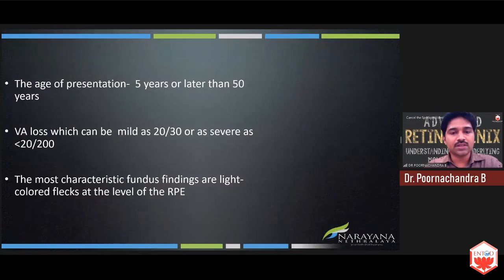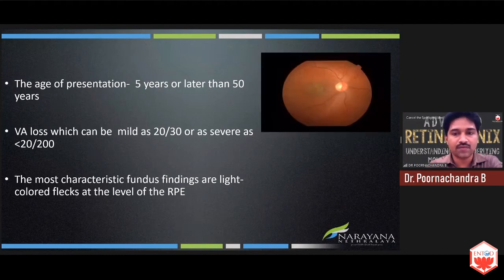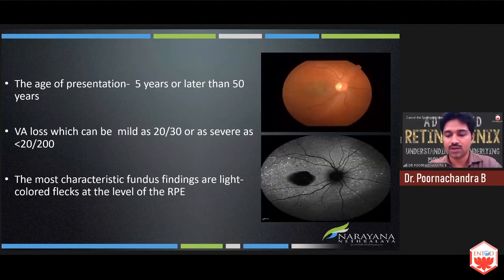So the age of presentation varies between 5 years to 50 years. The vision may be as good as 20/30, or it can be as bad as less than 20/200. The most characteristic fundus findings are the light colored flecks, which are better highlighted when you do autofluorescence imaging. So autofluorescence imaging really helps. Personally, I would prefer to look at autofluorescence directly rather than clinically looking at a color fundus photograph. That gives me a lot of clues, as Professor Webster rightly mentioned in his talk.